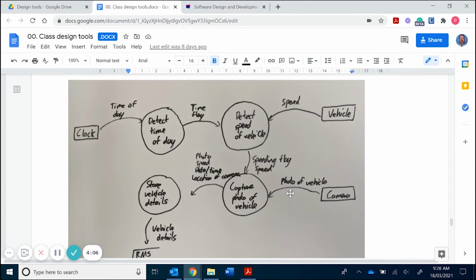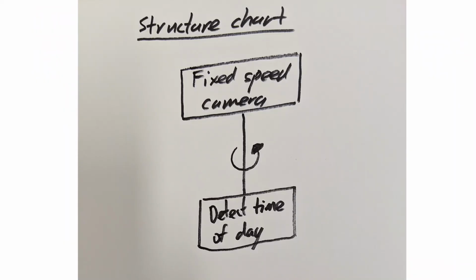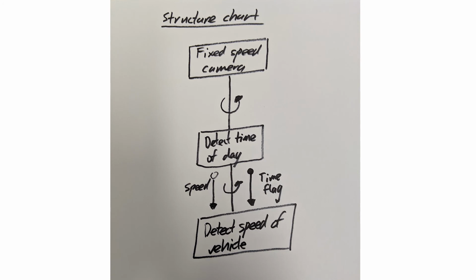So let's get started. So first thing we do at the top of the page is we have the fixed speed camera, and then we have a line connecting to the next process, which is detect time of day. Now from our data flow diagram, you can see we have a time flag, which moves on to detect speed of vehicle. And we know we also have the speed. Here we can use a curved back arrow to represent that the time of day is always constantly being checked to feed in at the appropriate time. So for example, if it's 9 o'clock in the morning, it's a school zone. But we're going to be checking this regularly to work out whether it's a normal or special vehicle time.